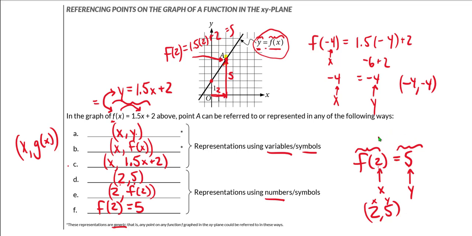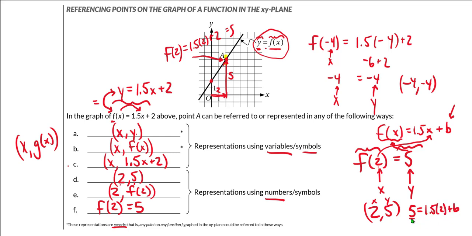So for instance, let's say we had f of x equals 1.5x, but let's say they didn't give us that 2. Let's say they said plus b, and we needed to know the value of b. Well, if they also tell us that f of 2 equals 5, that means that 2 could go in for x, and that 5 could go in for f of x, the entire left-hand side of the function here. And what we would end up with is 5 equals 1.5 times 2 plus b.